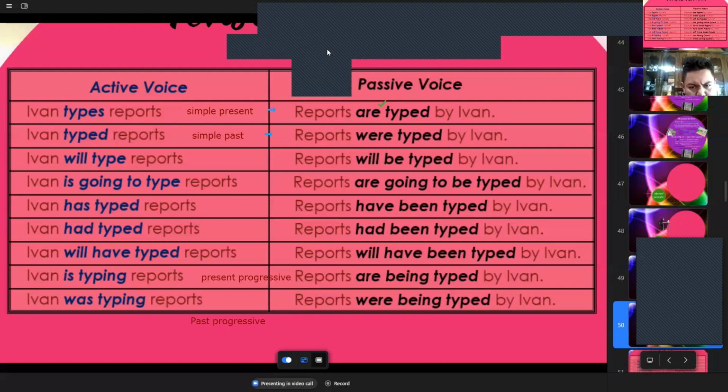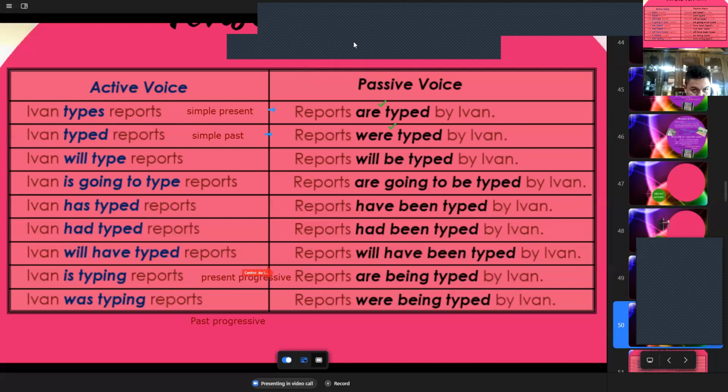Notice that I am using reports, because it's the subject, or the object of the idea. So my passive verb is were typed. Now, in ideas like the present progressive, I use this information. So in the present progressive, it's reports are being typed.